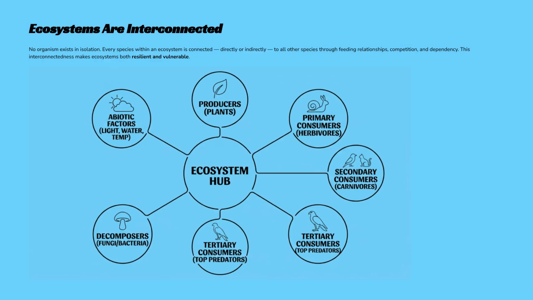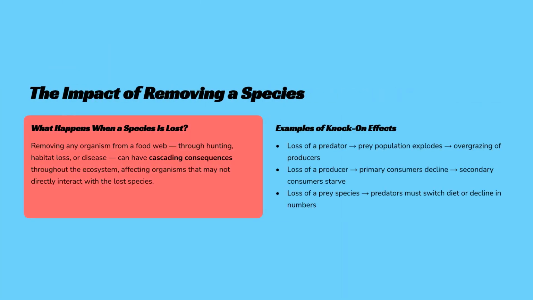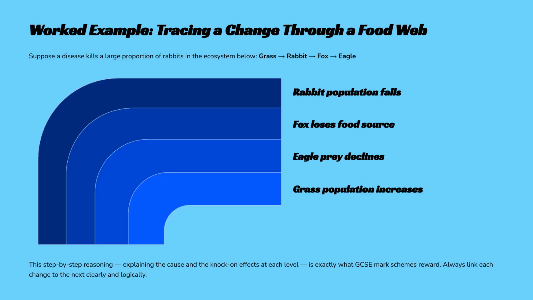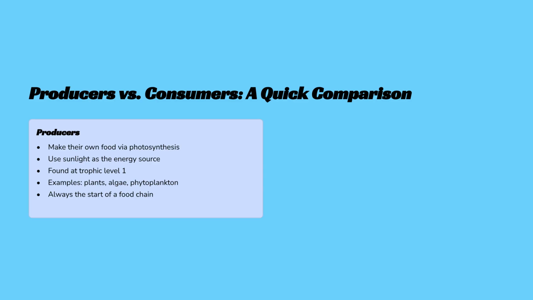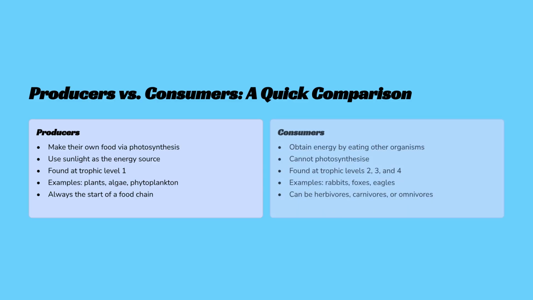Every species is connected in an ecosystem. This interconnectedness means that removing one species can have cascading consequences, even for organisms that don't directly interact. If a predator is lost, prey populations often explode, leading to overgrazing of producers. Conversely, if a producer is lost, the entire chain can collapse. For exam questions, trace changes step by step. If rabbits decline due to disease, foxes will lose their food source, and their population will fall, while grass will increase. Producers make their own food through photosynthesis and are always at the start of a food chain, while consumers must eat other organisms for energy.